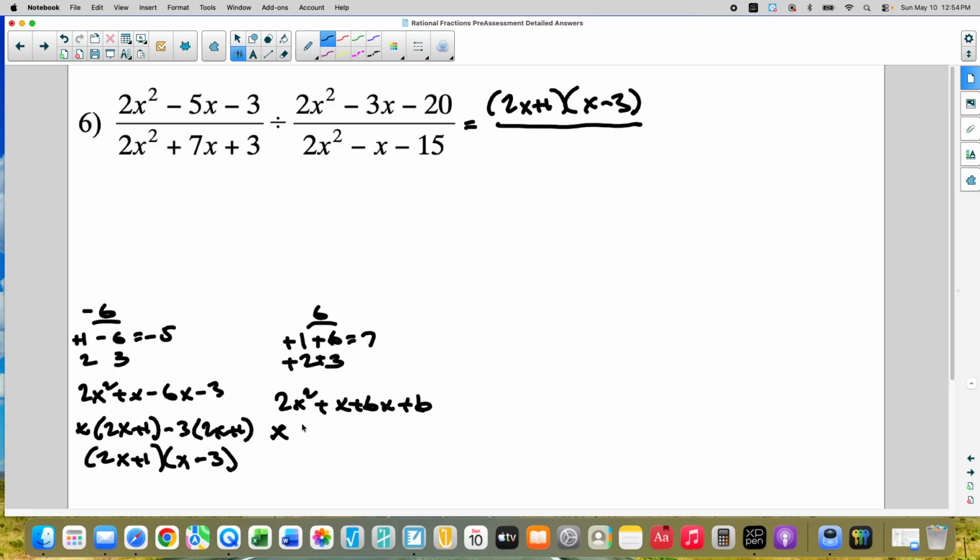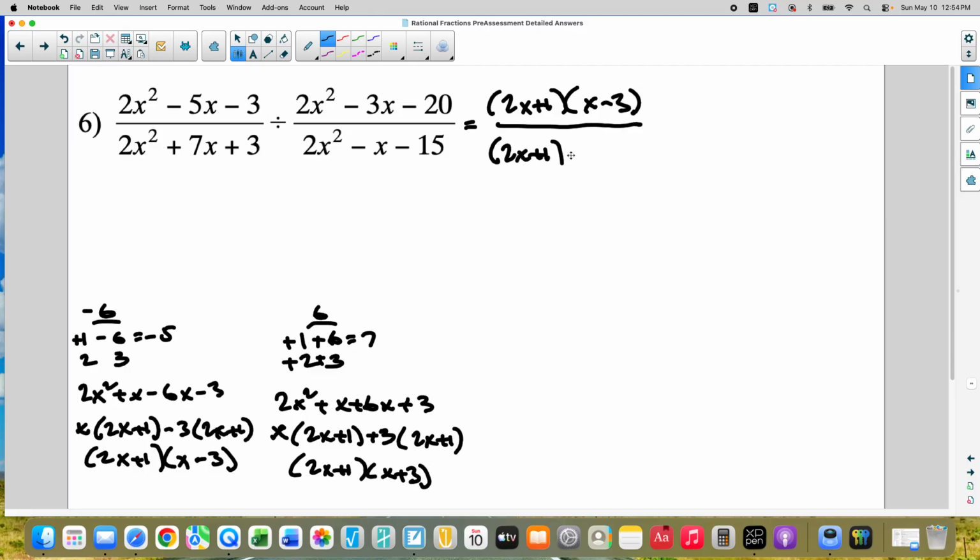Factor out an x, you get 2x plus 1. Factor out a, I put a 6 there for some reason. It should be a 3. Factor out a 3, you get 2x plus 1. 2x plus 1, x plus 3.